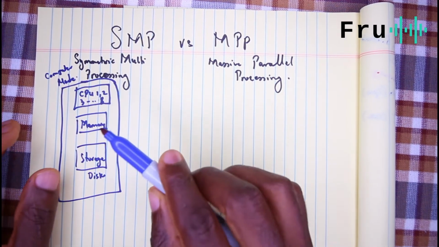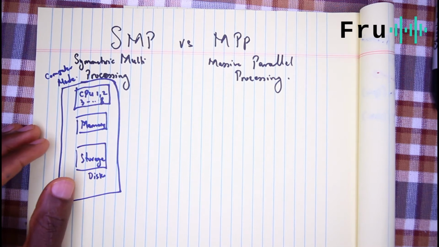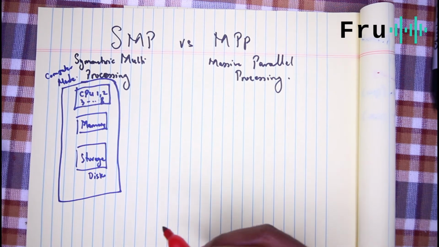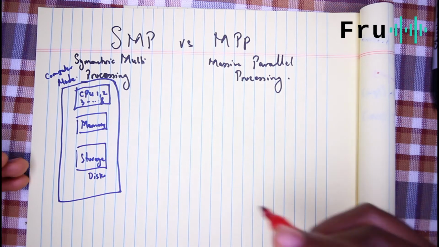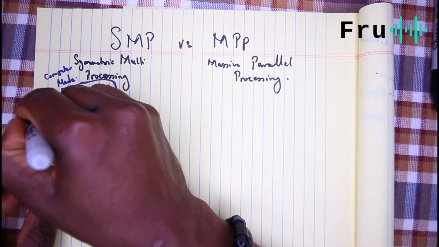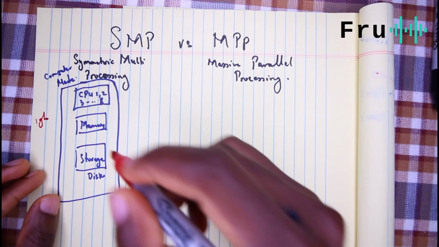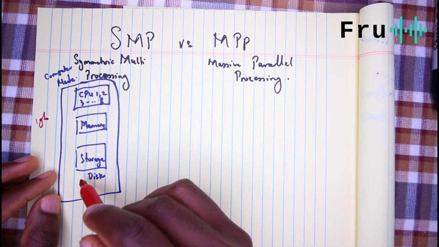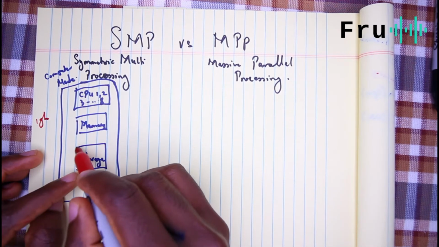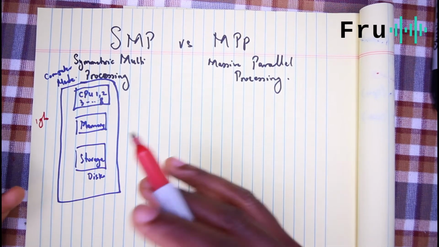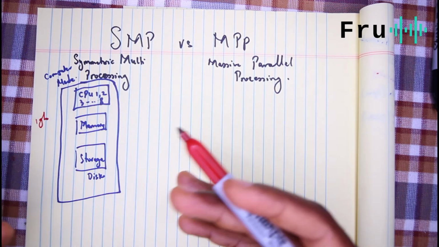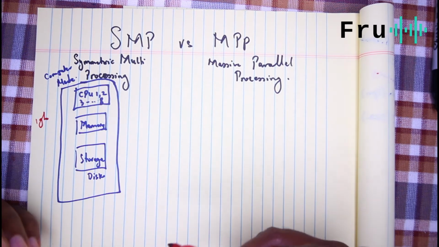Now, let's look at the problems that we might find with the SMP architecture. Assume that your file is 1 GB, and you can store a 1 GB file on your storage, no problem, just like you can store a 1 GB file on your laptop, no problem.